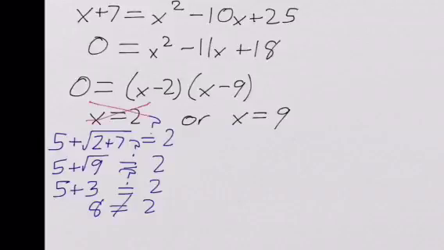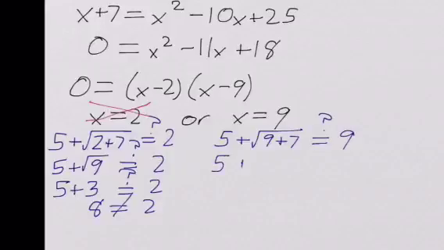Now do not automatically assume we get two solutions and one of them is invalid, the other one's automatically going to be valid. We need to check it too. So there, I get 5 plus the square root of 9 plus 7. And we're checking to see if that equals 9.